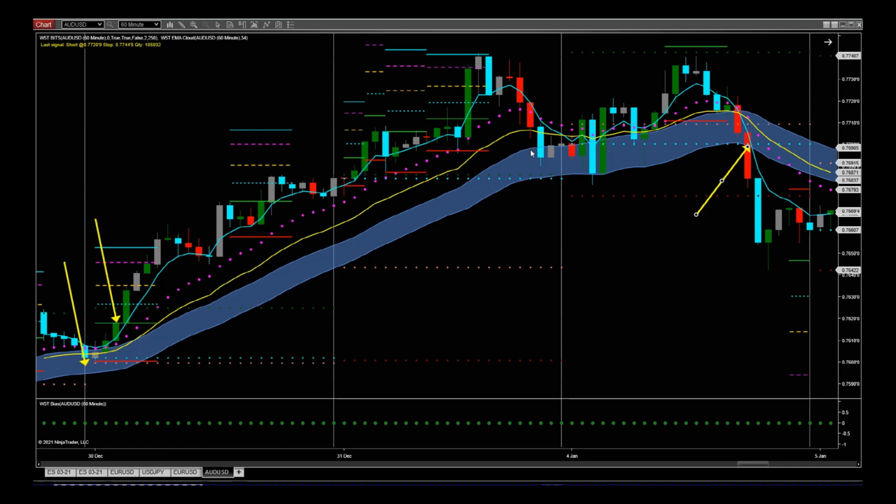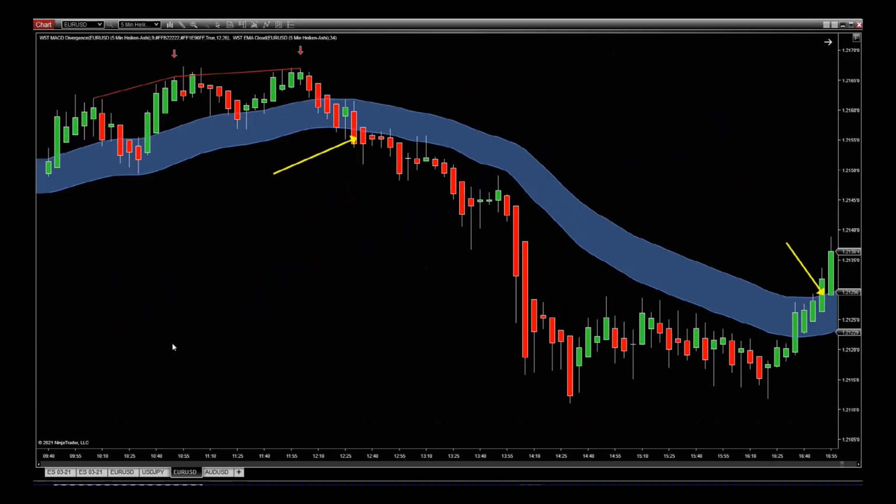Then we come down to test the cloud. It acts as support. It doesn't break down below. It has another go but fails, forms a double top in this instance. But then we get a breakout and a close below the cloud, and that's where we will take the profit. If we go on a smaller time frame using a different strategy, this time we're using the MACD divergence.